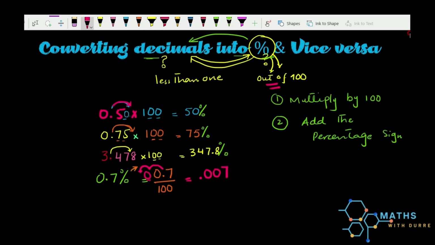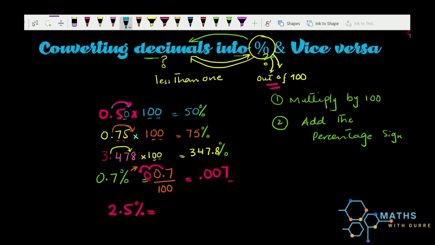I have a question here. Do we need to put the symbol of percentage here? No, because we are not converting it into a percentage. We are converting it into a decimal number. Let's have another example. 2.5%.